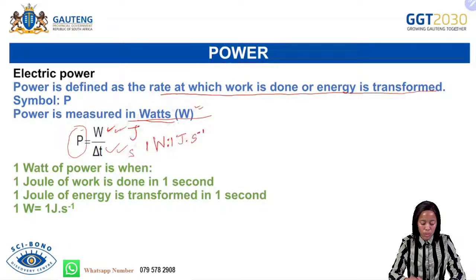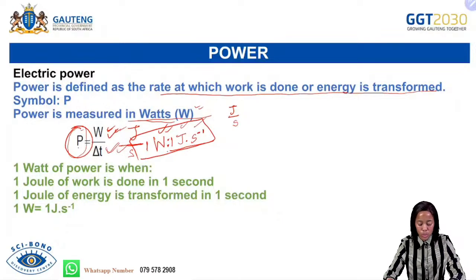And where is that coming from? It's the same as us having a joule per second, so the joule divided by the second. So when you rewrite it, it would be 1 joule per second. So again, if this comes as a multiple choice question, you would know that power is measured in watts, therefore we can equate 1 watt to 1 joule per second.